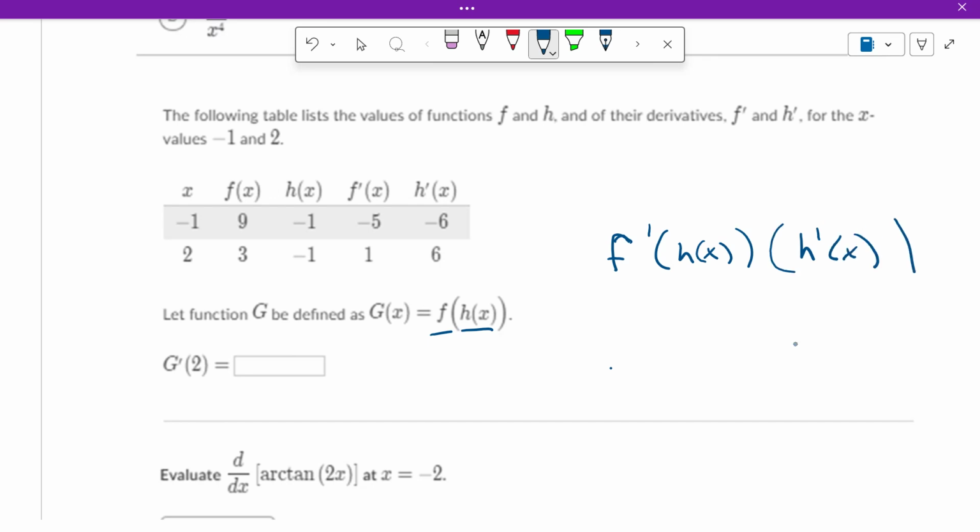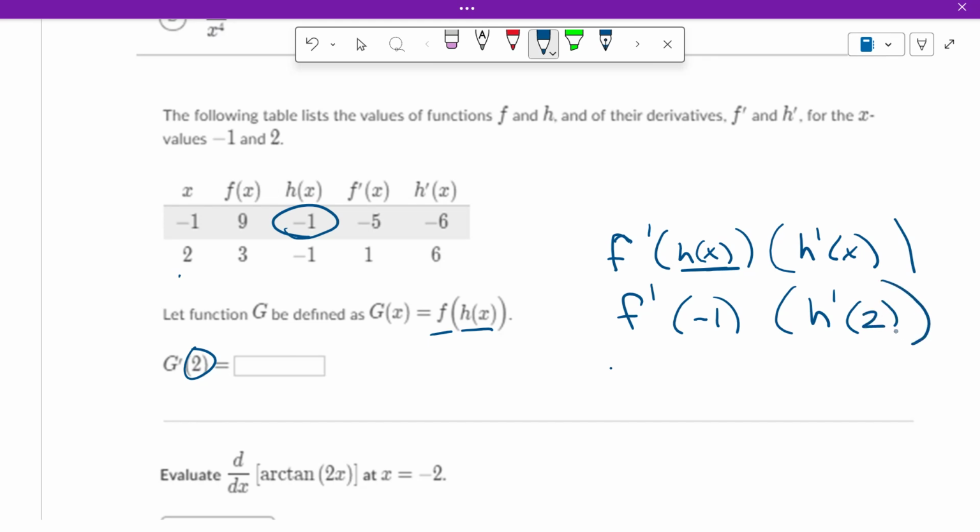Chain rule. Okay? So at 2, what's h of 2? Negative 1. So you're taking the first derivative of f at negative 1, and then the first derivative of h at 2. The first derivative of f at negative 1 is negative 5. The first derivative of h at 2 is 6. You get negative 30. Just a reminder of how to work those charts.